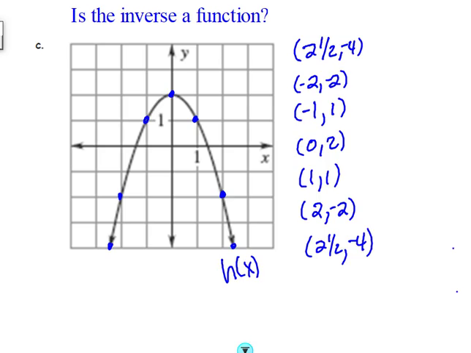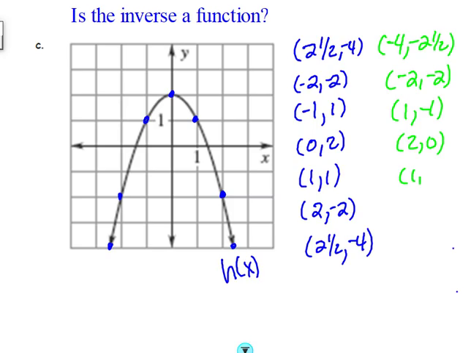Alright, here again, we're going to switch them and regraph. So (-4, -2.5), (-2, -2), (1, -1), (-1, 2), (0, 1), (1, -2), (2, -4), (2.5, ...). Alright, let's regraph. So we're going to have (-4, -2.5), (-2, 2) doesn't move, (1, -1), (2, 0), (1, 1), (-2, 2), and finally (-4, 2.5). Alright, let's graph those.